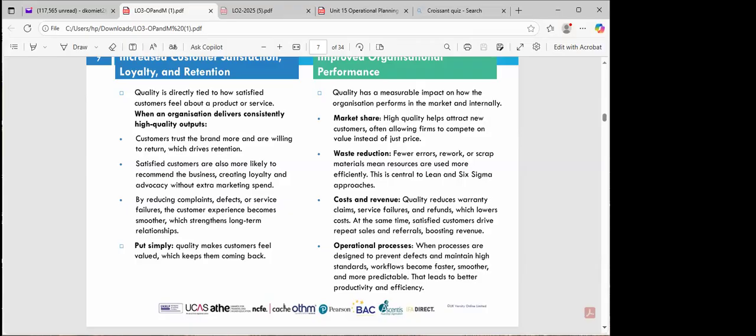Satisfied customers are also more likely to recommend the business, creating loyalty and advocacy without extra marketing spend. By reducing complaints, defects or service failures, the customer experience becomes smoother, which strengthens the long-term relationship. Do you understand that? Yes. Good. So it's a bit self-explanatory.